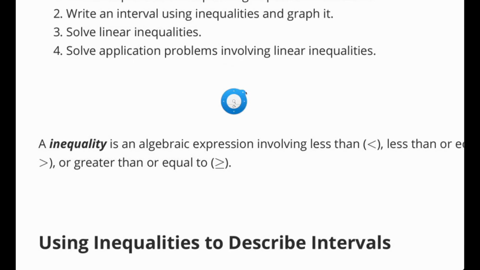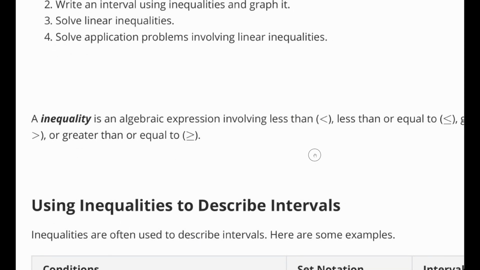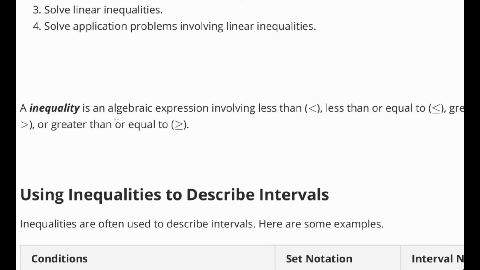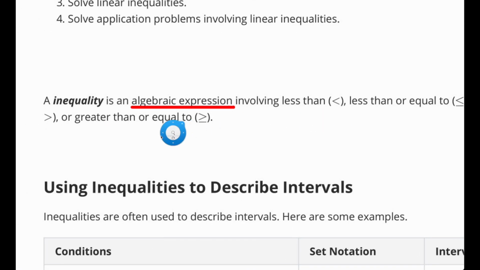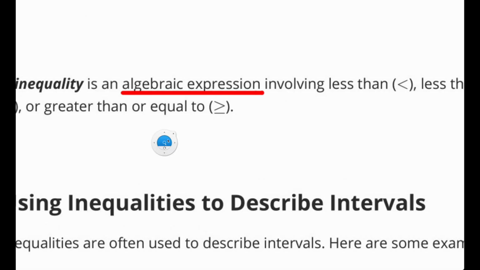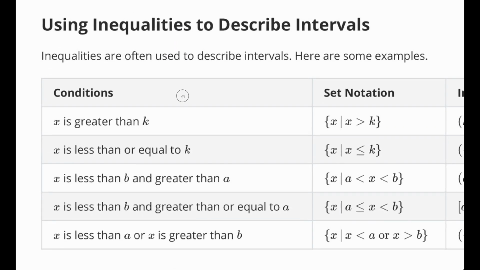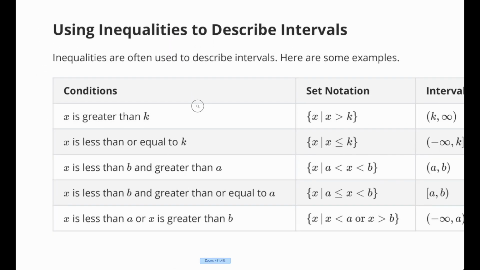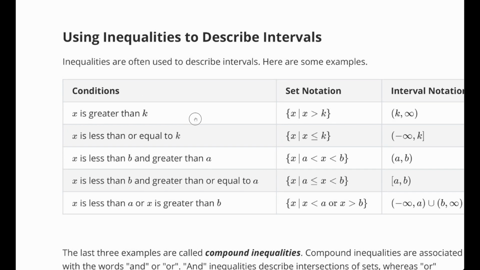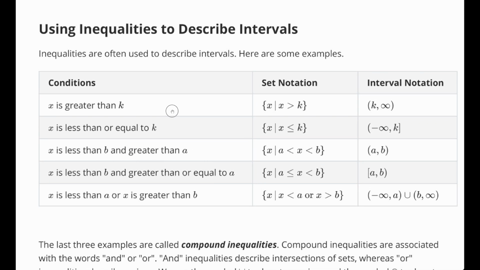So as a review, hopefully this isn't the first time you're seeing inequalities. An inequality is an algebraic expression, so it just kind of says right here, involving the less than or equal to, greater than or equal to symbol. So you're going to be seeing that in each of these problems today as we go over inequalities. Using inequalities to describe intervals. Okay, so this is basically more of the language piece in regards to mathematics and the different ways that you can write the same kind of thing.